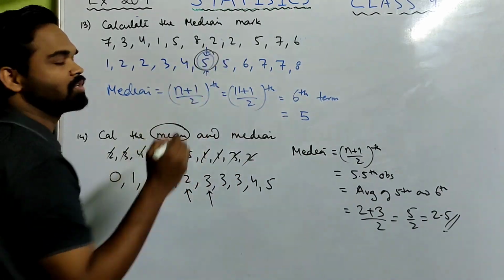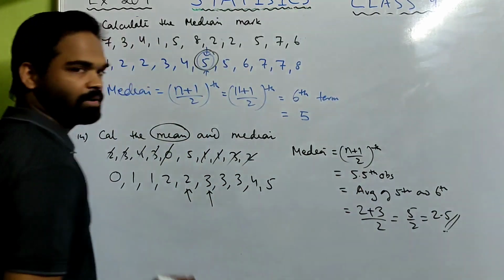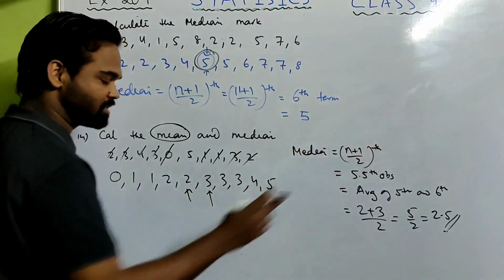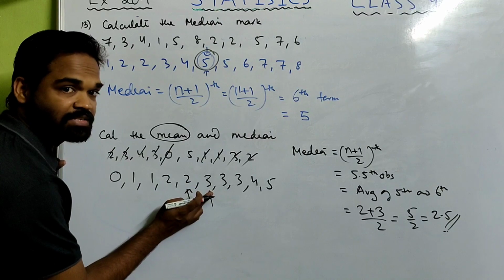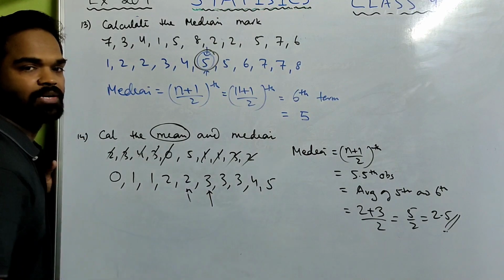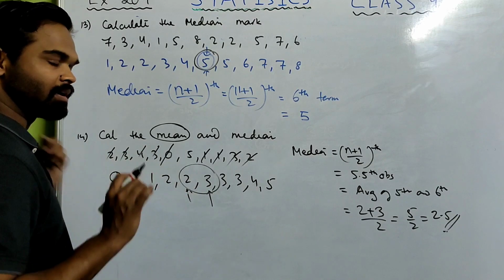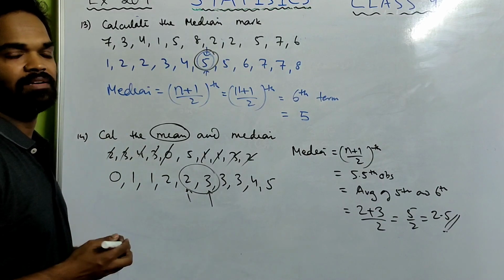See, when (n plus 1) by 2th comes a whole number, there's no problem. 6th term, we know this is a 6th term. But when it comes in decimal, like 5.5, 5.5 means the average of the 5th and the 6th term, which means add these two, divide by 2. This is in your middle. So the average of these two. Clear? Now let us look at the next sum.